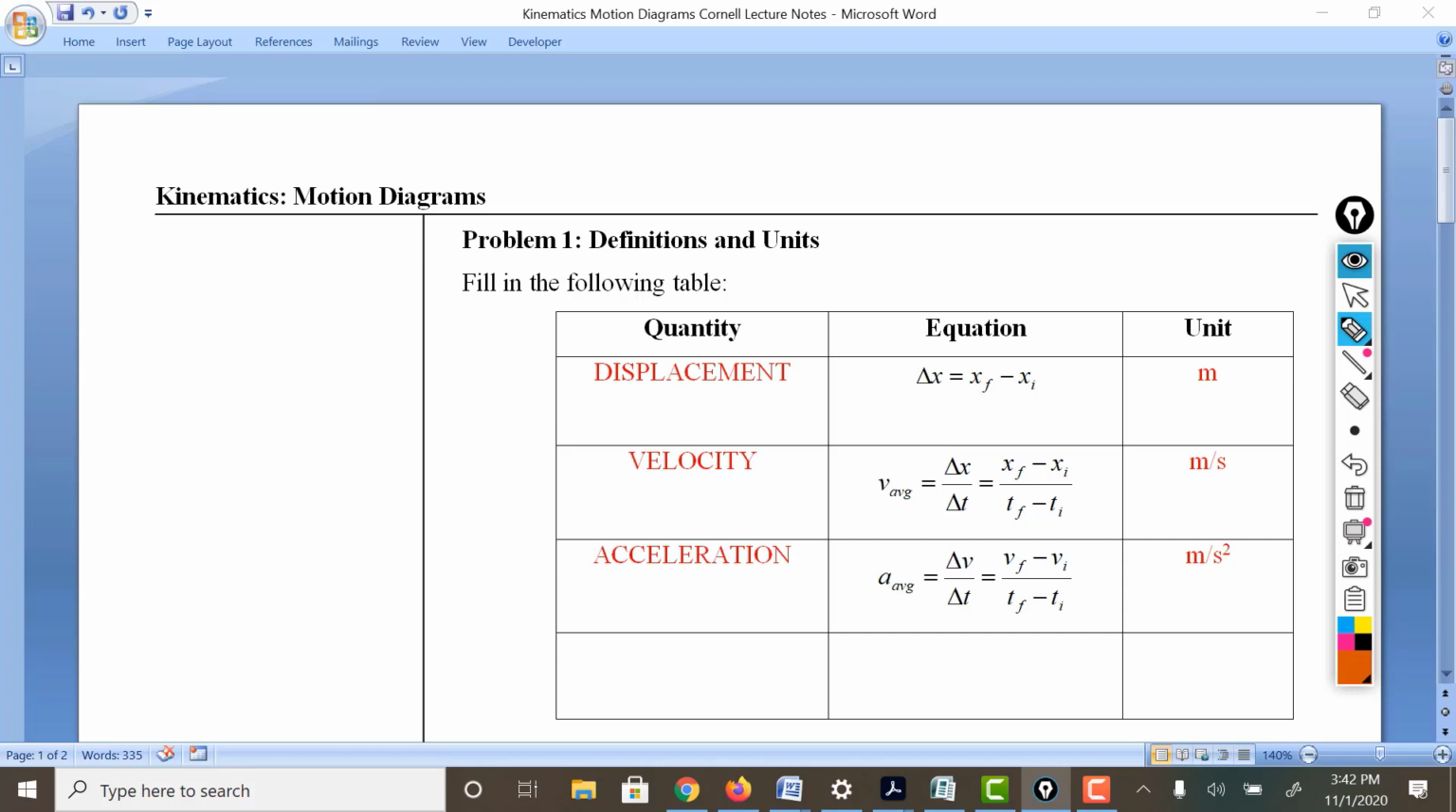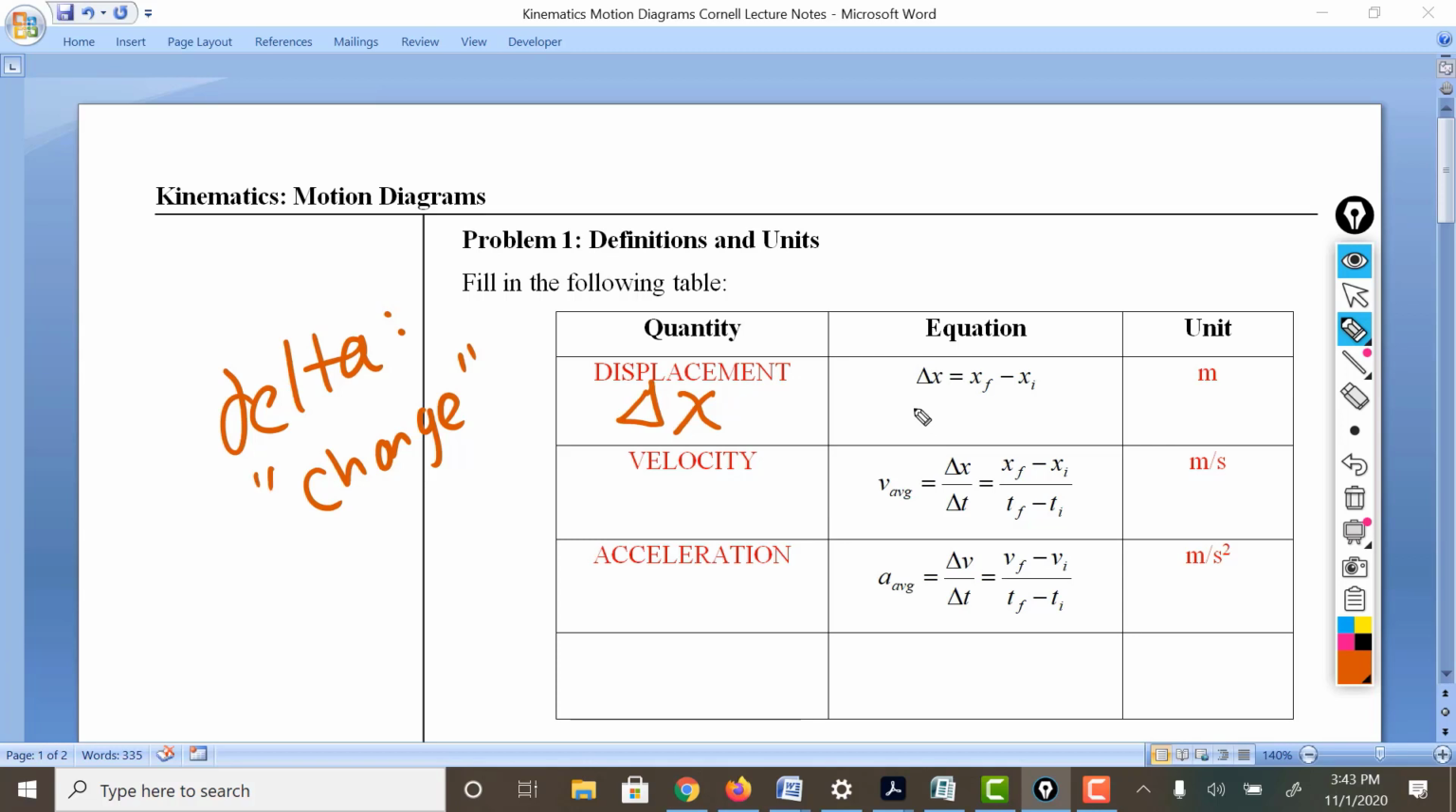We're going to begin with some definitions and units. First, displacement, right? This is going to be delta x. This triangle right here is delta. It is a Greek letter. It means change. Generally, delta also means slope. So slope is a change in something.